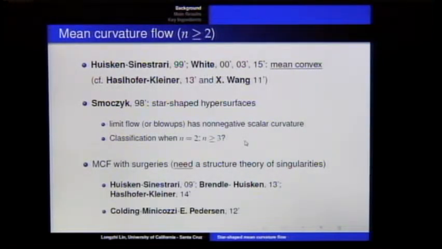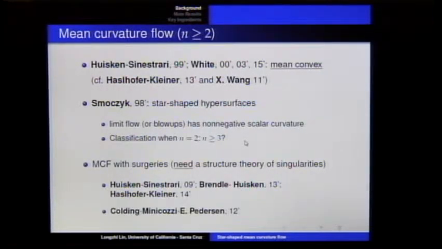Well, if you know how the singularity looks like, how they develop, then you should be able to look at the space-time neighborhood of the singularity, do some surgery and continue the flow. But so far, I guess the only possible setting is the so-called 2-convex mean curvature flow. 2-convex means if you add up 2 principal curvatures, it's always positive.